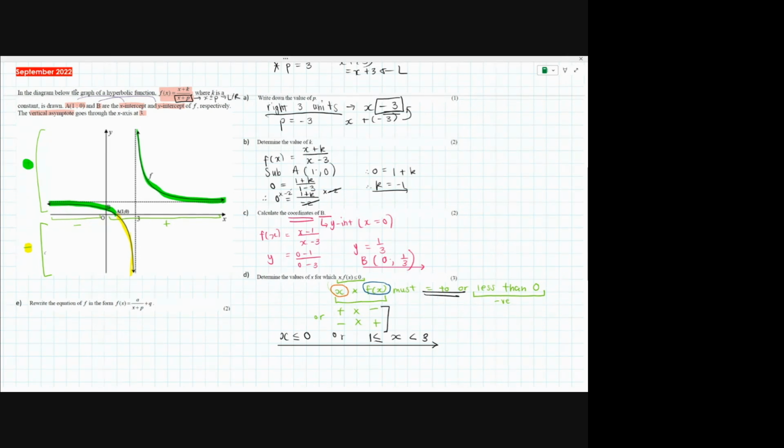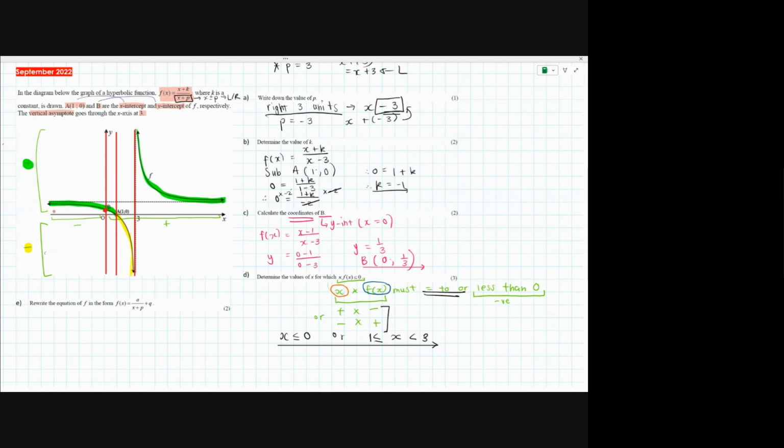Now, again, if you're not too sure where to look, always look out for points of intersection. Intercept with your axes. So B, A, let's just move this over. B, A, and then obviously your asymptote. Those are generally going to be very important points when it comes to an inequality.